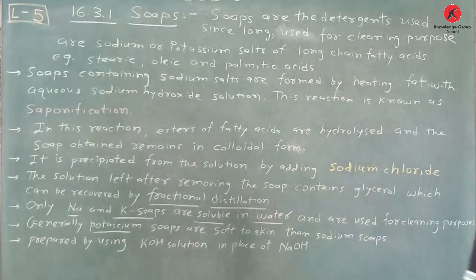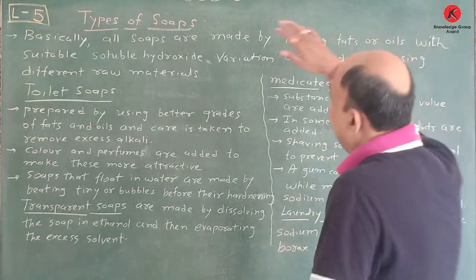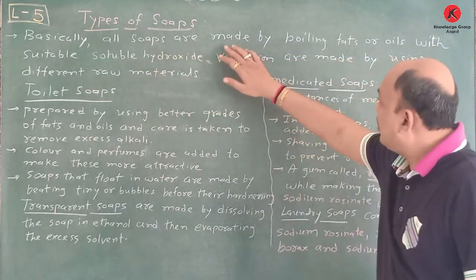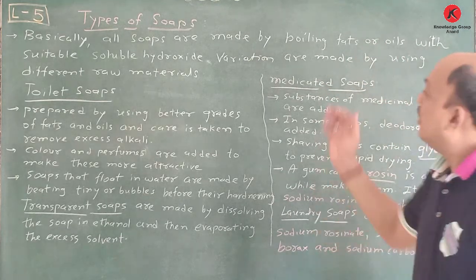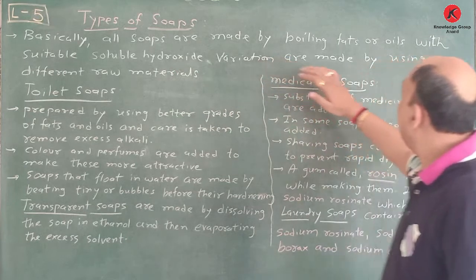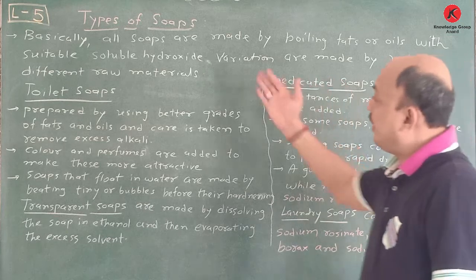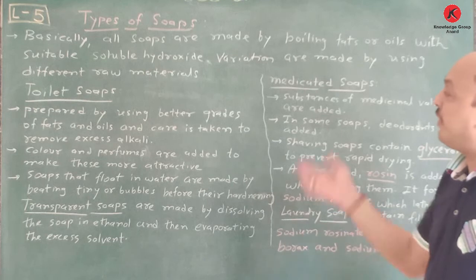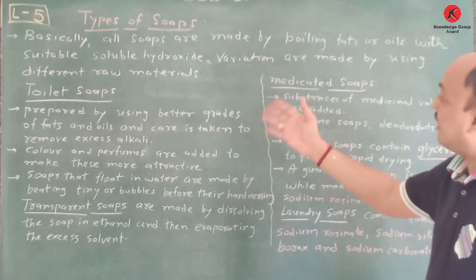So make a screenshot. Now, types of soaps. Basically, all soaps are made by boiling fats or oils with a suitable soluble hydroxide. Variations are made by using different raw materials. You know how soap is prepared, and if you use different raw materials, then the types of soaps are classified accordingly.